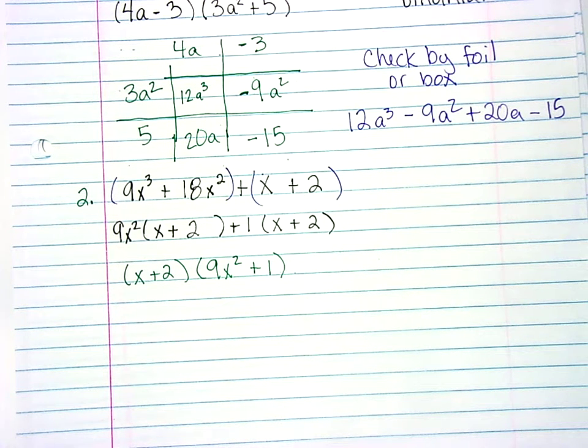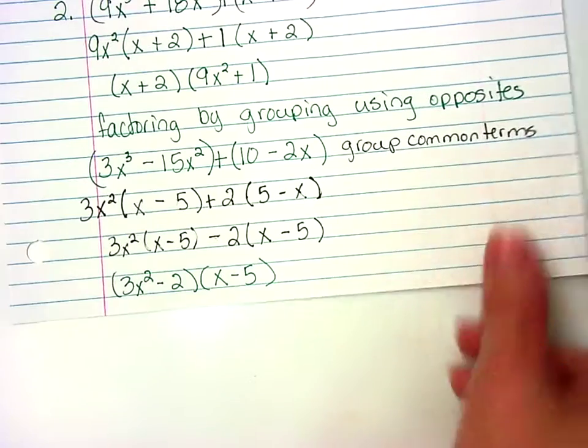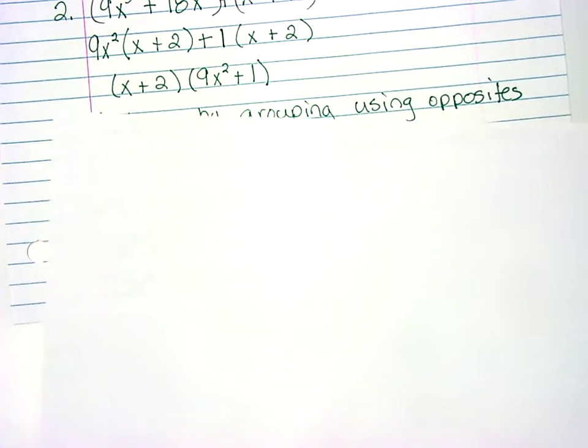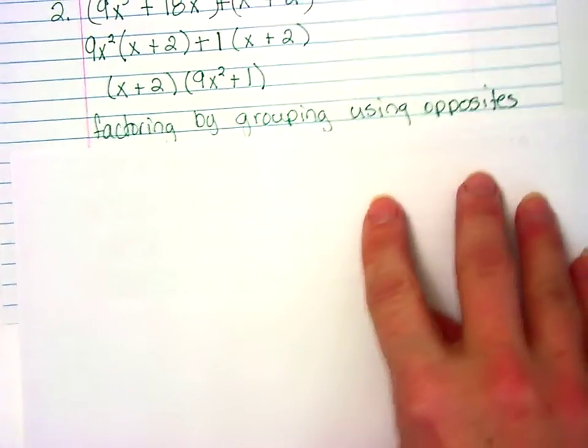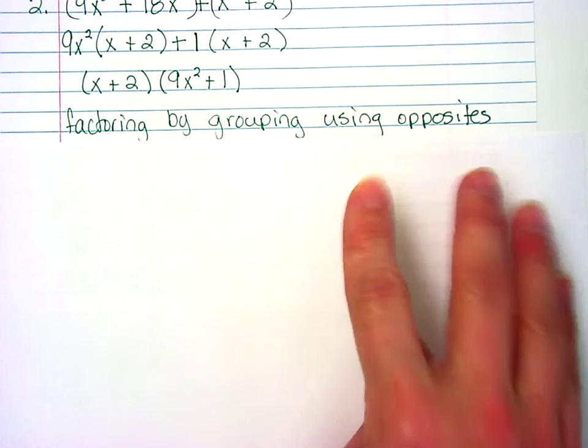Okay? The last one is factoring with opposites. Let's see if I can find it. Factoring by grouping opposites. Switch this out. Another set. Pretty much what you just saw. Here we go. Factoring by grouping opposites.